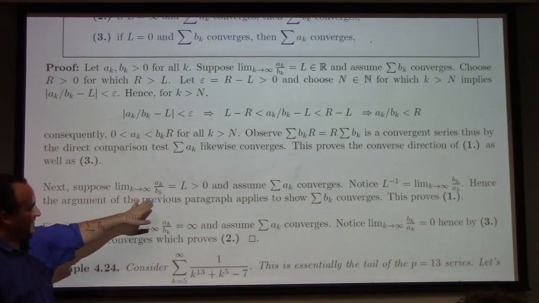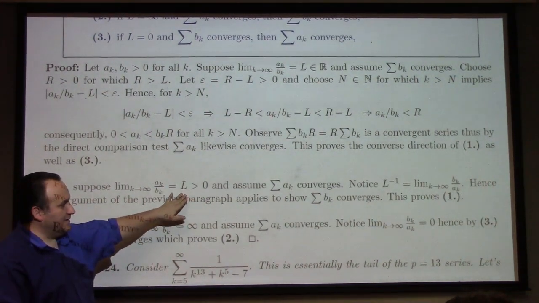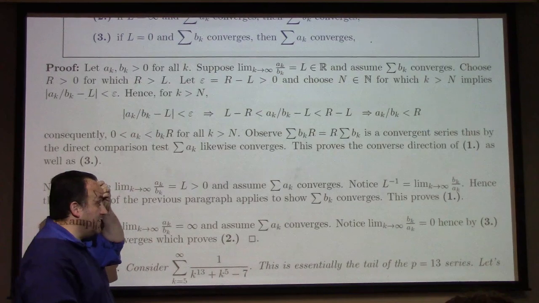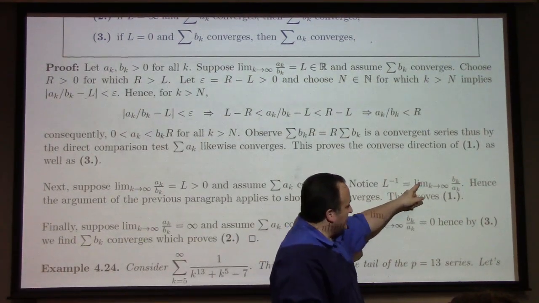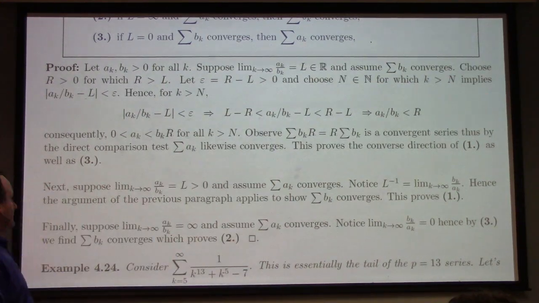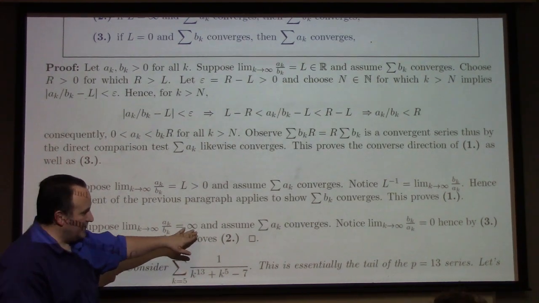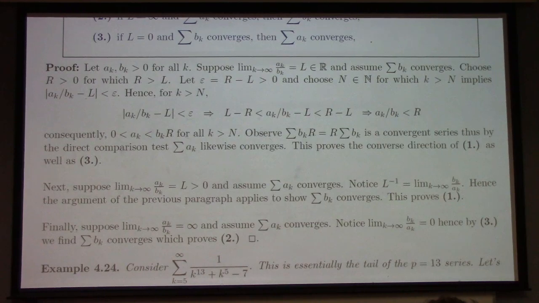So next, suppose that the limit is positive, all right? And suppose that the series A sub K converges. Notice then that the reciprocal of L is equal to the limit of b sub k over a sub k. And then I can apply the argument of the previous paragraph to show that b sub k converges. And then here's the argument for infinity. If the limit's infinity and we assume that a sub k converges, then it follows that the limit of b sub k over a sub k is zero, hence by the argument for the first paragraph, we get that it converges. Anyway, so this is the limit comparison and its proof, all right?